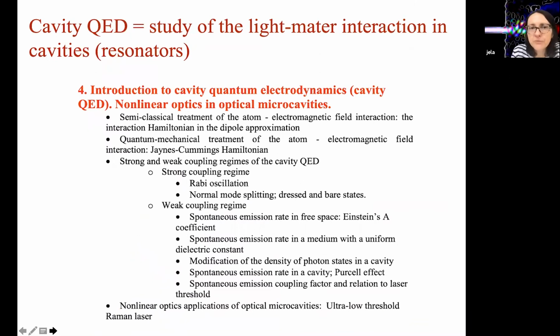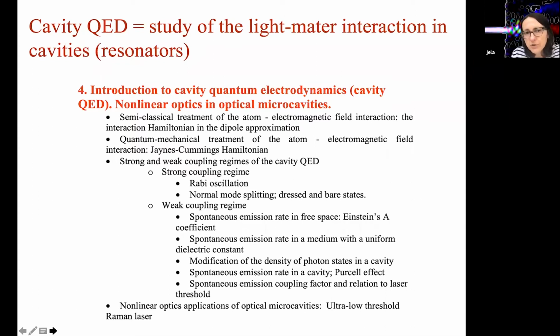So this is what we call chapter 4. Chapter 4 basically studies light matter interaction in cavities or resonators. We'll also discuss nonlinear optics in optical microcavities, which is very different in physics, but some of the results are similar, implying that you can increase the strength of interaction by increasing Q factor and reducing mode volume. We'll teach that at the end of chapter 4.